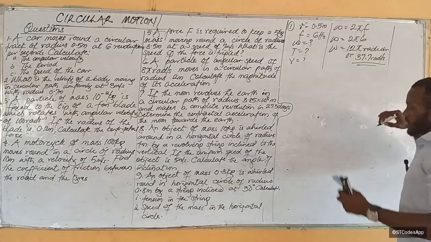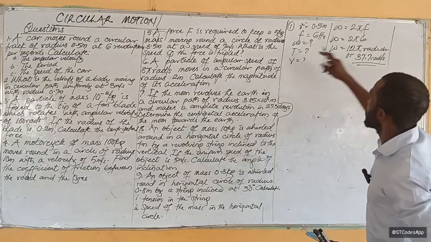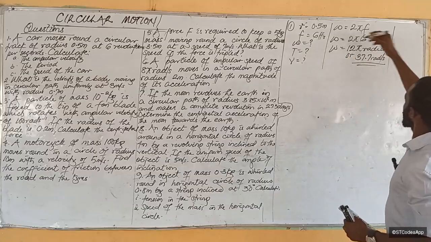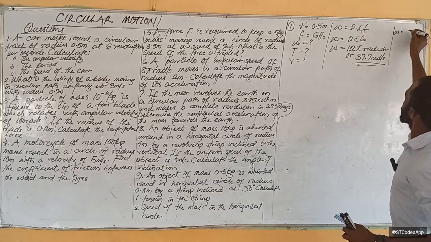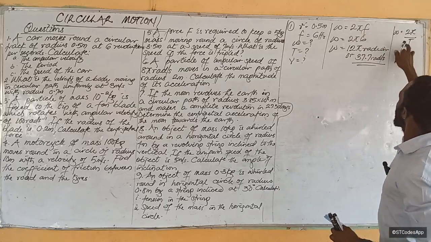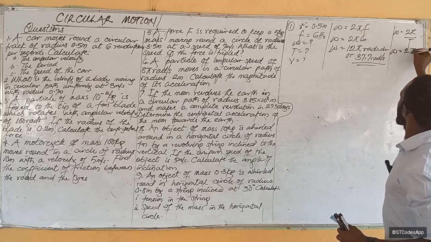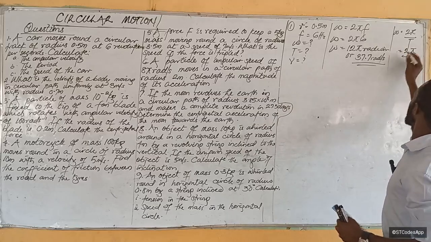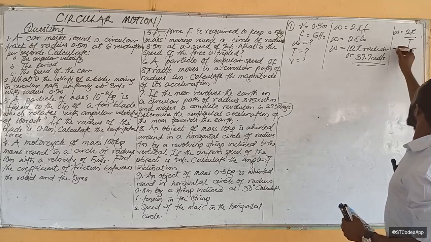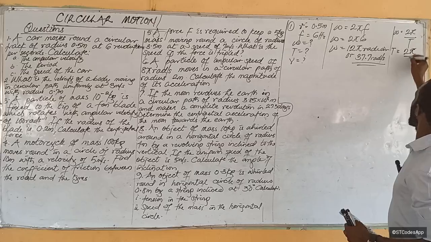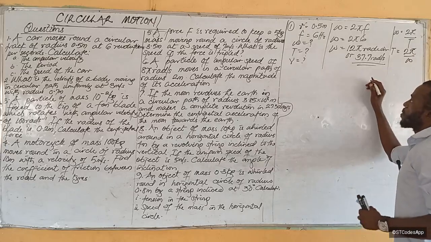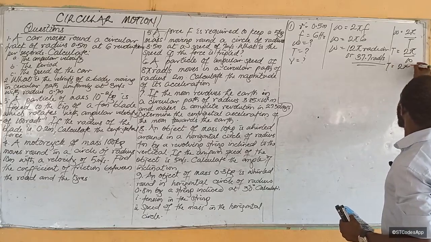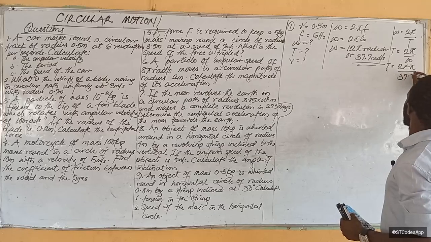Now let's find the period T. You could also use the formula omega is equal to 2 pi over T. You remember this equation? You have gotten omega now, so you cross multiply: period will equal 2 pi over omega. So T becomes 2 times pi divided by 37.7.